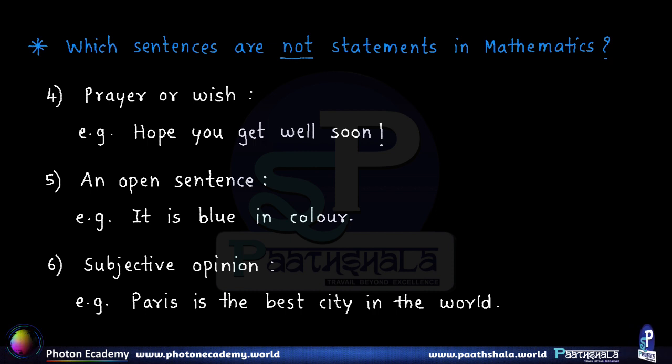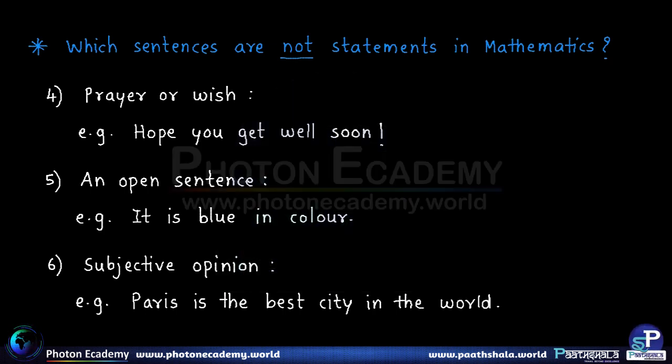The next one is subjective opinion. For example, when we say that Paris is the best city in the world. Now different people may have different opinions about Paris, isn't it? Someone may not think that Paris is the best city in the world, or someone may think that it is the best city.